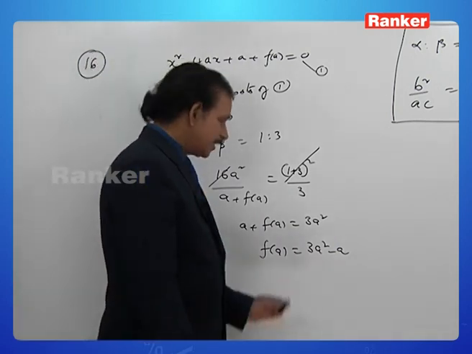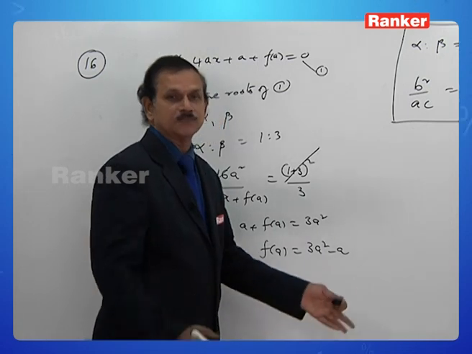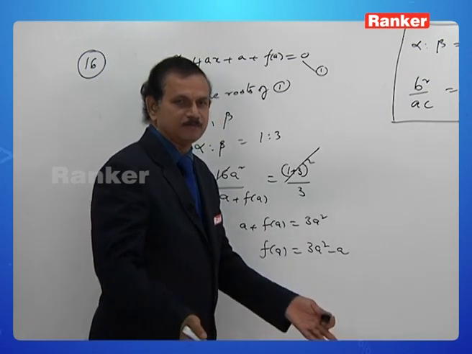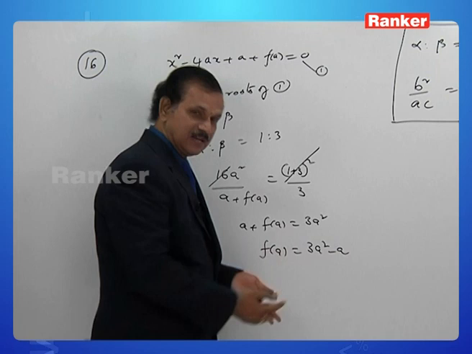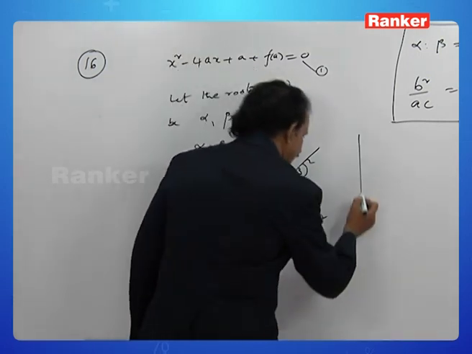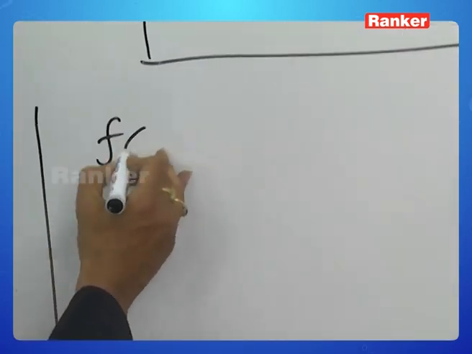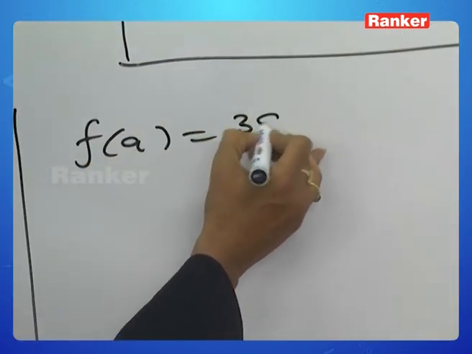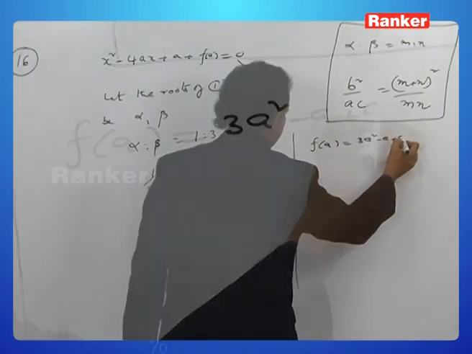Why is it necessary to get f of a like this? Because we want to have the minimum value of f of a itself. Well, let us take care of this f of a. What is f of a? f of a is equal to 3a square minus a plus 0, let me say.